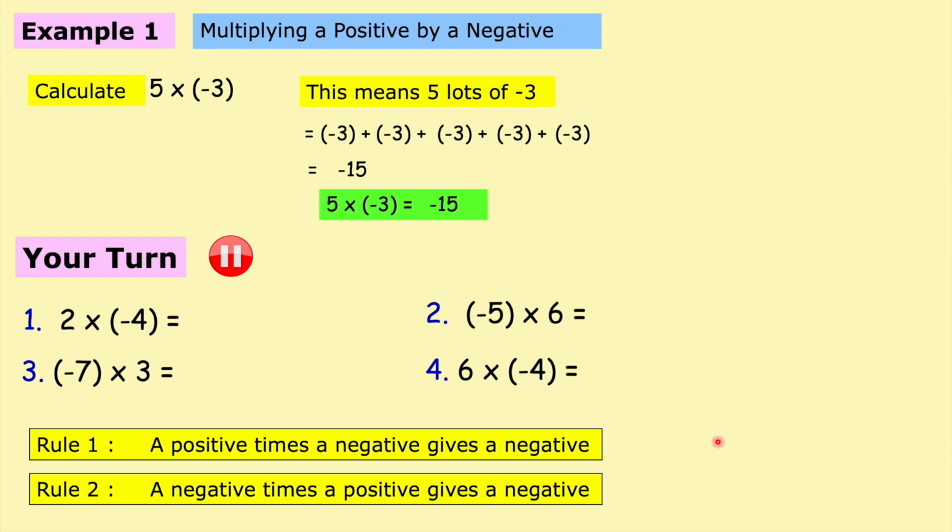Okay, so a positive times a negative gives us a negative answer. So 2 times negative 4 will give us negative 8. Negative 5 times 6 will give us negative 30. Negative 7 times 3 will give us negative 21. And 6 times negative 4 will give us negative 24. So well done if you got those.